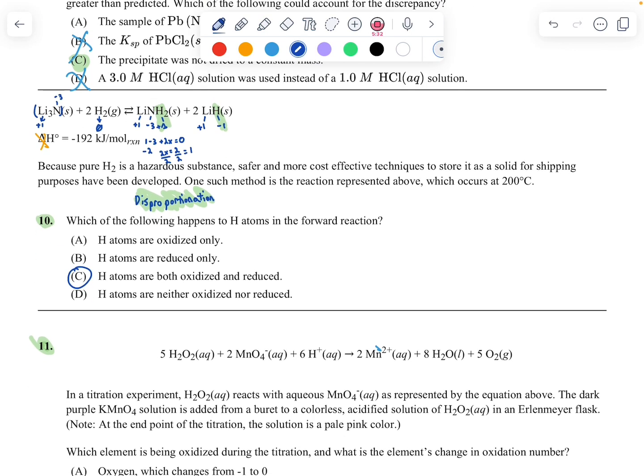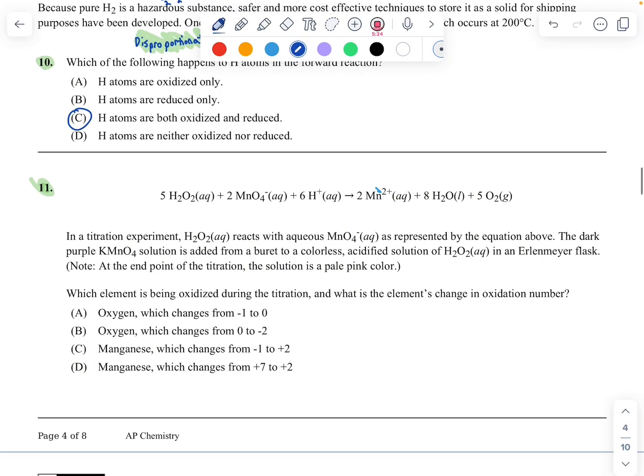All right, last question. So in a titration experiment, peroxide reacts with aqueous permanganate ion as represented by the equation above. The dark purple potassium permanganate solution is added from a buret to a colorless acidified solution of peroxide in an Erlenmeyer flask. At the end point of the titration, the solution is a pale pink color. Which element is being oxidized during the titration? What is the element's change in oxidation number?